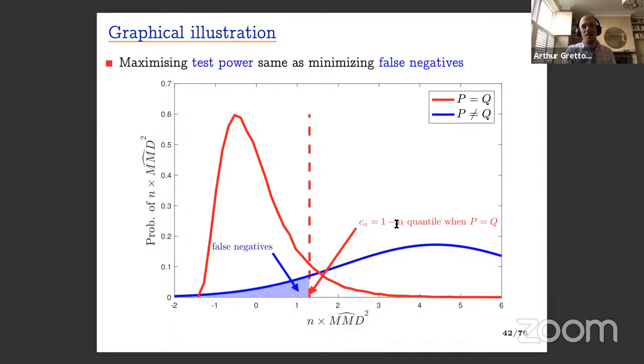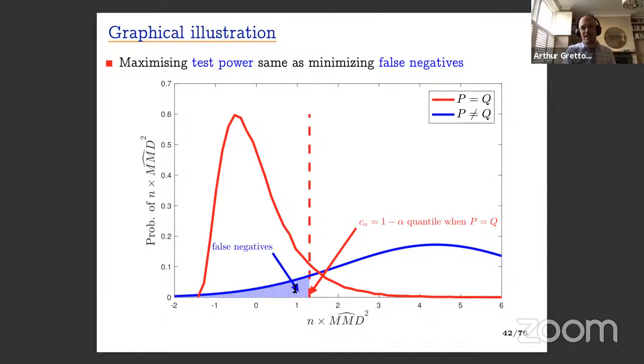Alpha is a design parameter of my test. As a user, I'm going to say that 95% of the time, I want my MMD to be below that threshold when P and Q are the same. Given that false positive rate, the best kernel is going to minimize my false negative rate. So if P and Q are different, I want to minimize the fraction of the time that I mistakenly say that P and Q are the same.